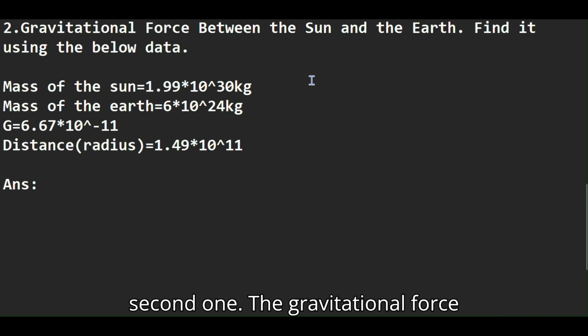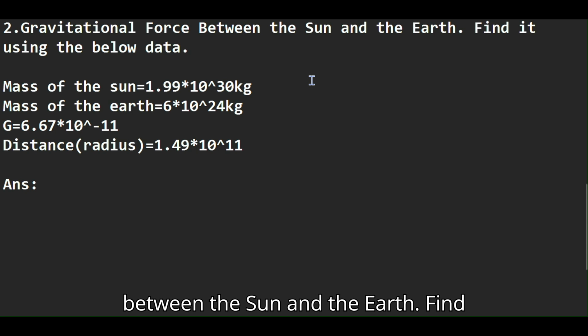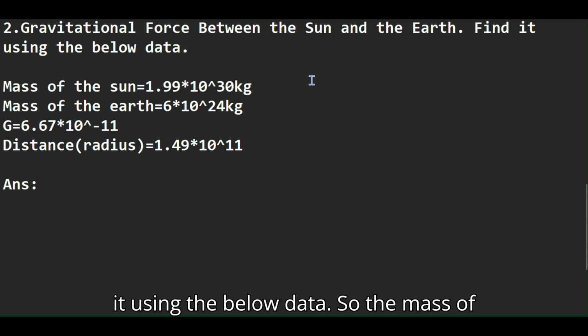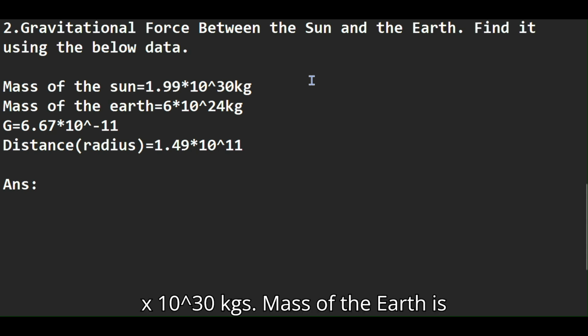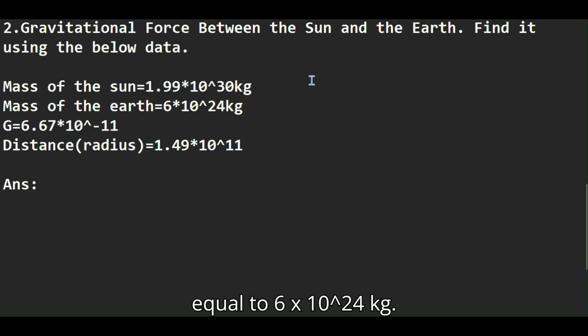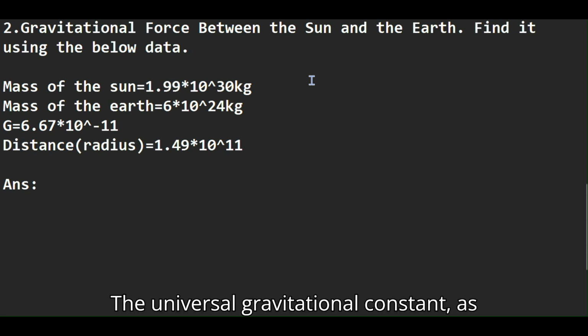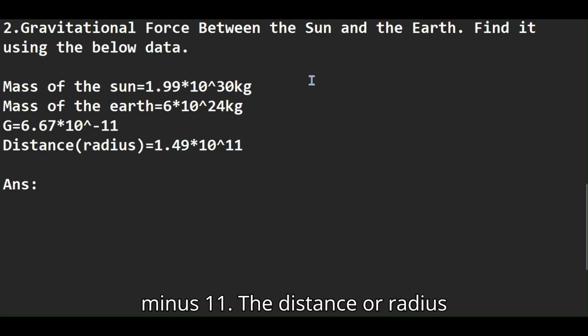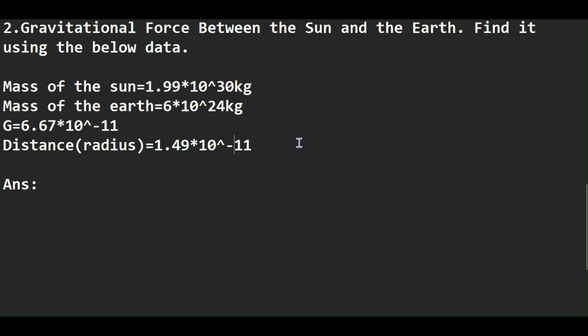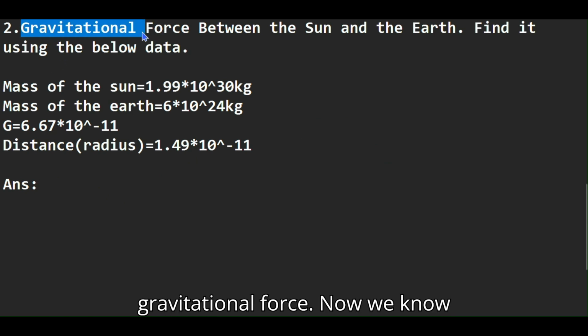Here's the second one. Find the gravitational force between the sun and the earth using the below data. The mass of the sun is 1.99 into 10 to the power of 30 kg. The mass of the earth is 6 into 10 to the power of 24 kg. The universal gravitational constant, as we know, is 6.67 into 10 to the power minus 11. The distance between them is 1.49 into 10 to the power of 11. This is a bit complicated question, and it's about gravitational force.